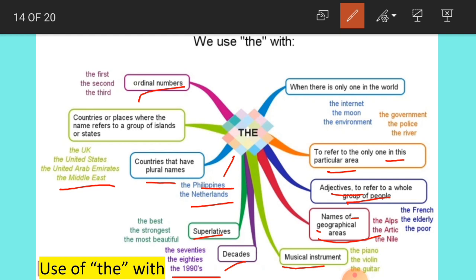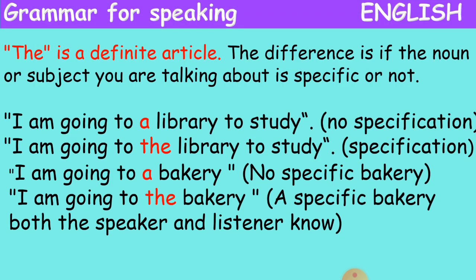So the internet, the environment here, and here the government, the police, the river. This also is about things that are the only one in that particular area: the river, the police, the government. But those that are the only one in the world are the internet, the moon, the sun. So this is how you are going to use the, children.